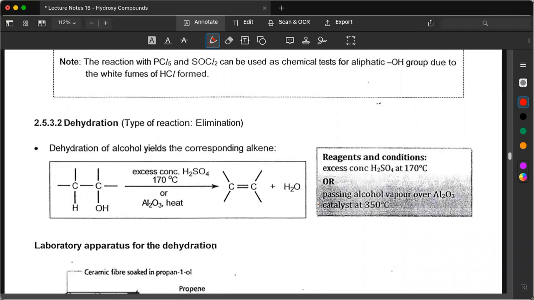Now, when we carry out dehydration of alcohol, it will produce the corresponding alkene. So these are the conditions required for the dehydration process. The type of reaction is actually elimination. So the name of the reaction is dehydration, and the type of reaction is elimination. For reagents and conditions, we can use excess concentrated sulfuric acid at 170 degrees Celsius, or pass the alcohol vapor over aluminum oxide at a higher temperature of 350 degrees Celsius.